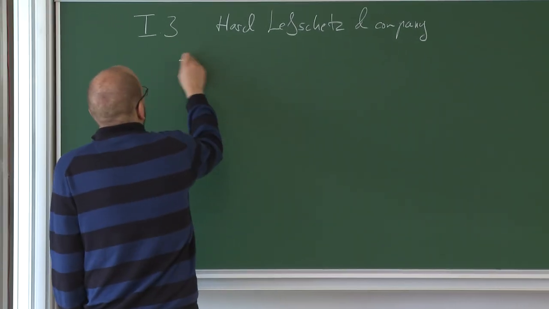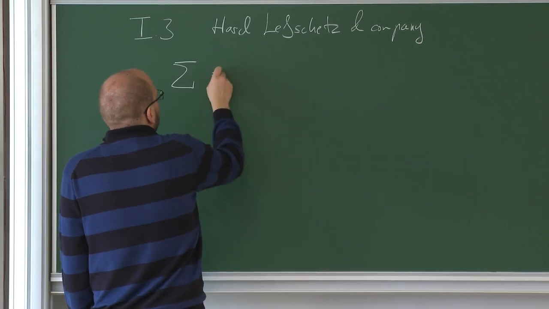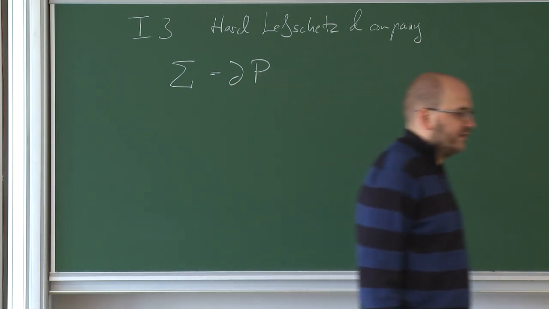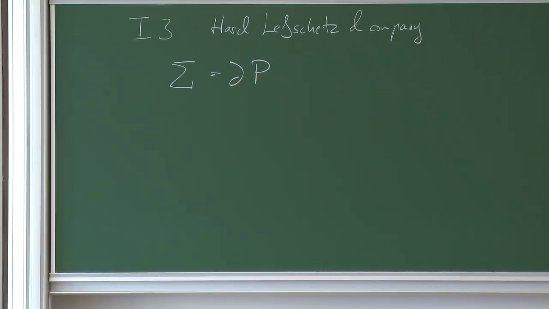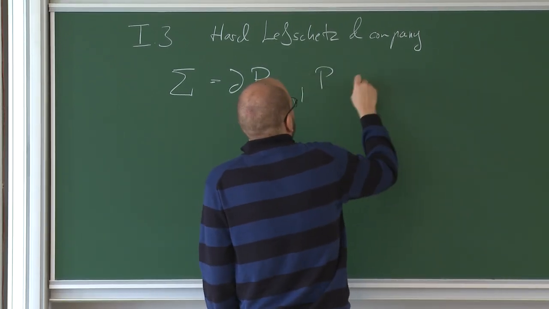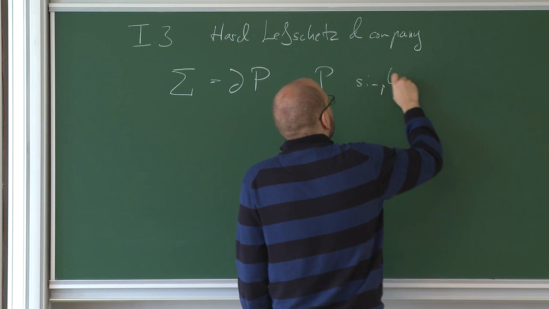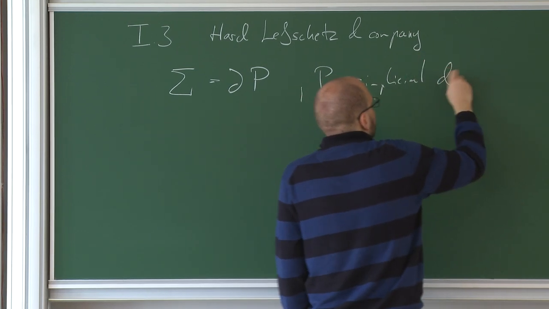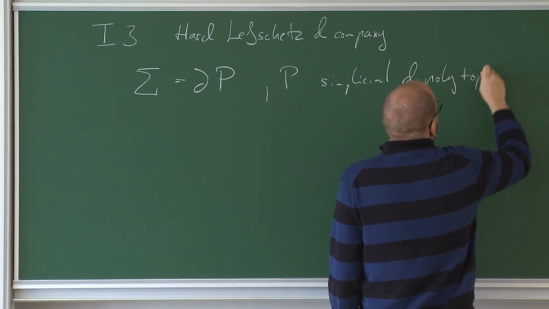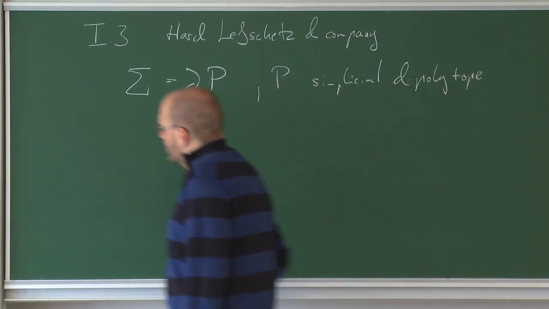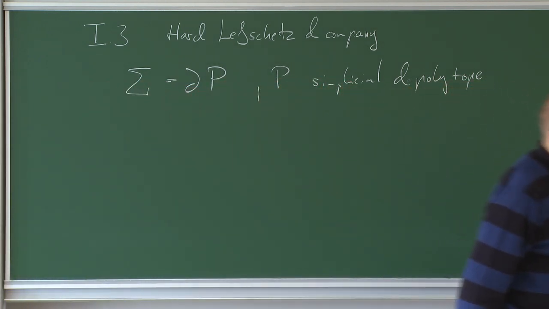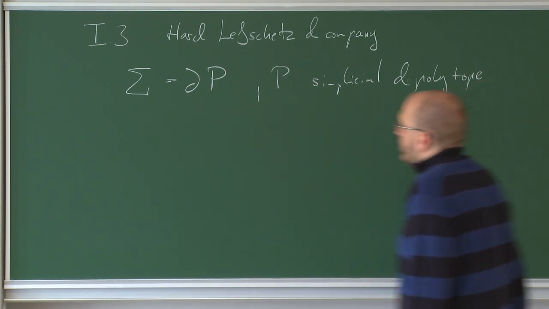So last time we discussed sigma in the case of it being the boundary of a simplicial polytope. And let me fix the dimension. So P is a simplicial D polytope, so that the sphere is of dimension D minus one. All right. And then we consider this algebra A of sigma.